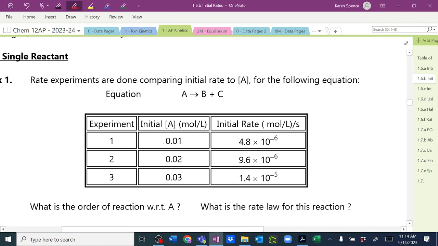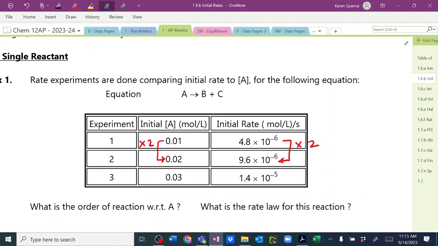So basically you look and you say, what have I done here between experiment 1 and experiment 2? What have I done to the concentration? I've doubled it. And when I go from experiment 1 to experiment 2, what happened to the rate? It also doubled. You can do the calculation on your calculator if you can't see it: 9.6 divided by 4.8 gives you 2. You could check this by looking at 1 and 3, but you really don't have to. Once you've determined it with one set of experiments, you don't need to do it, but you could.